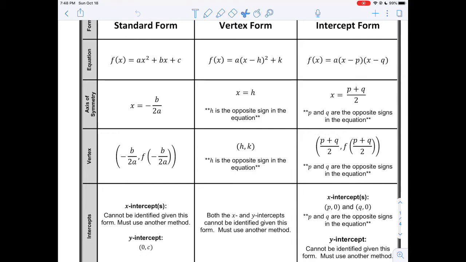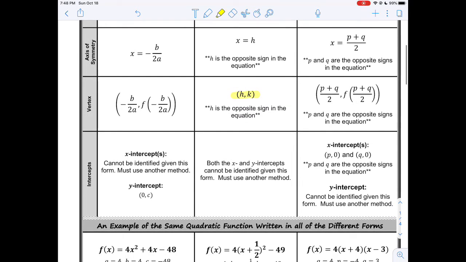We also talked about being able to very easily pick out the vertex from the vertex form of the equation, and the vertex itself is at h comma k. Again, remembering that h is the opposite sign of what you see in the equation. Let's talk about intercepts, both x and y intercepts. Because the vertex form of the equation is set up to readily identify the vertex, it's not easy to find the x and y intercepts from this form of the equation. We would need to use another method for that.